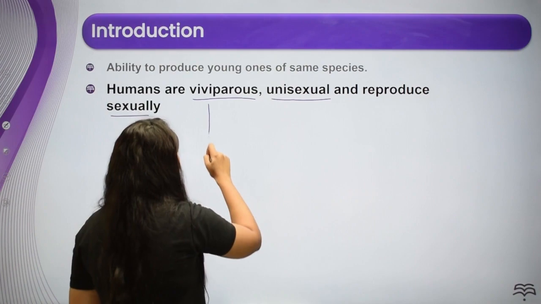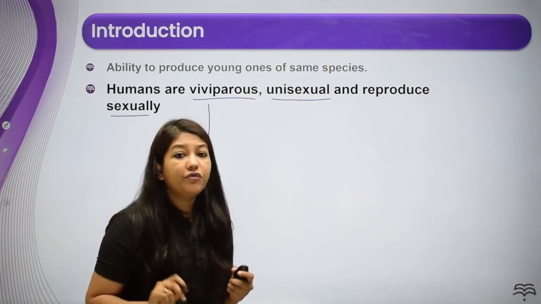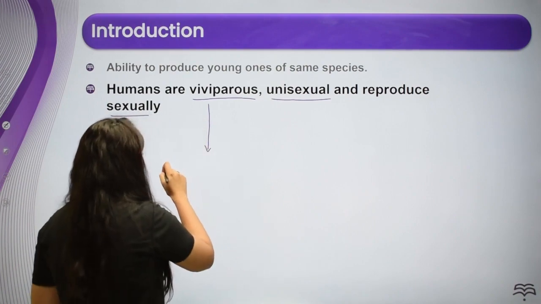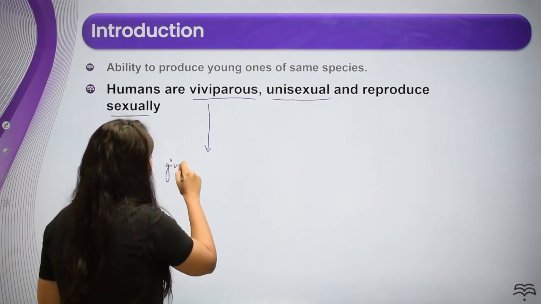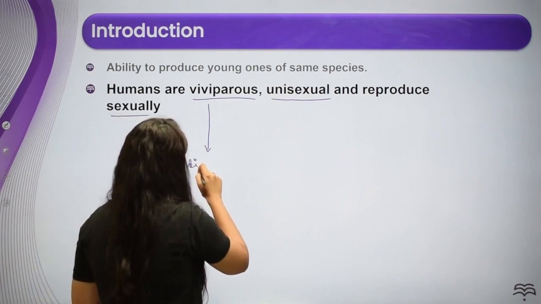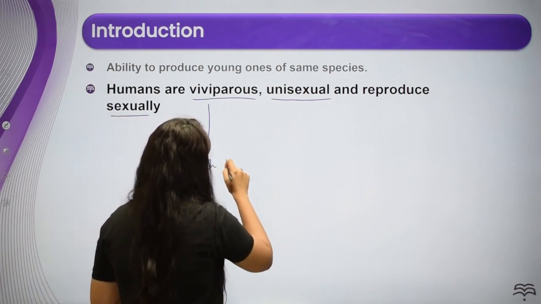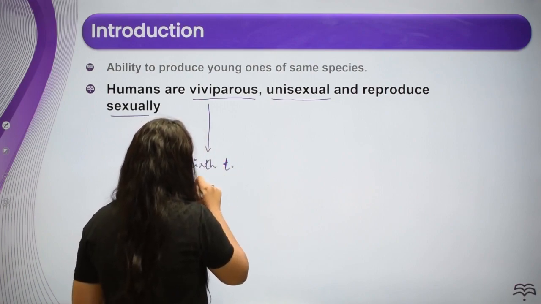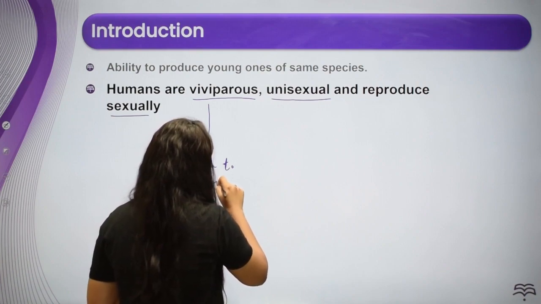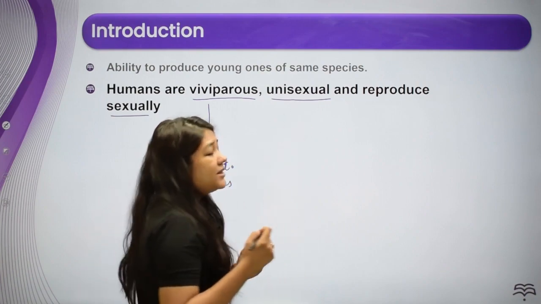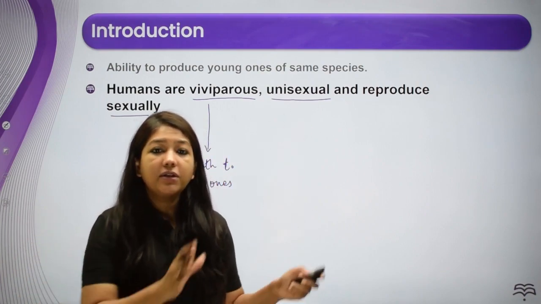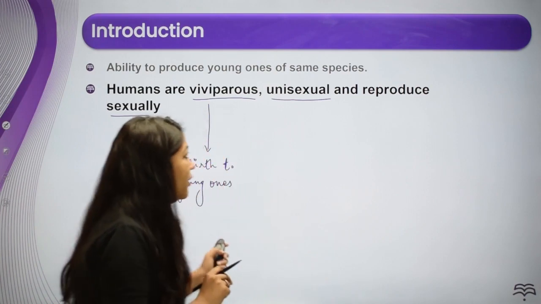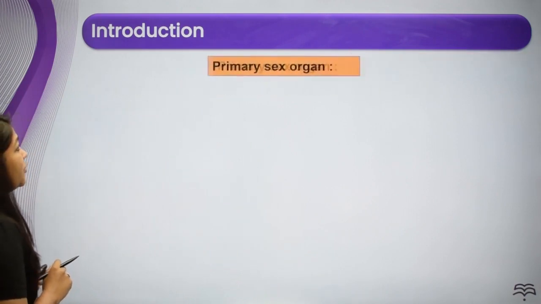They are viviparous. What is the meaning of viviparous now? They give birth to young ones. Okay, they give birth to young ones. And then unisexual, of course, the sexes are separate. There is a male, there is a female. Okay, so these are the important points.